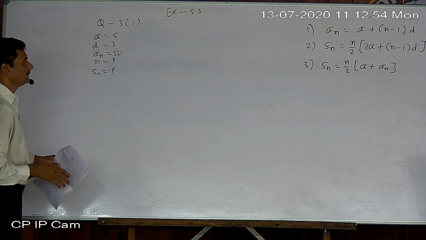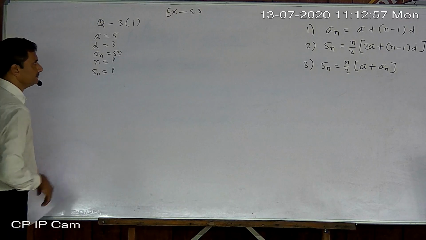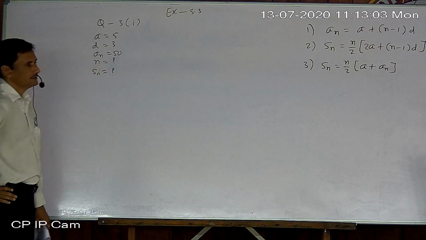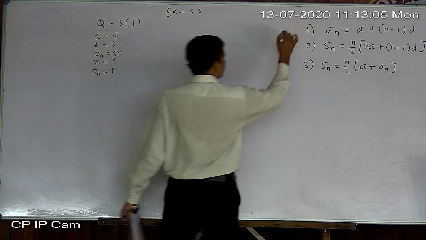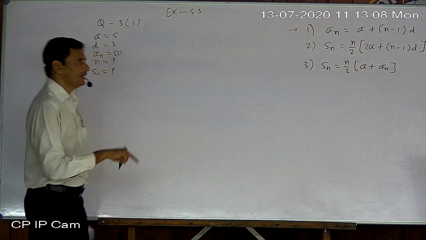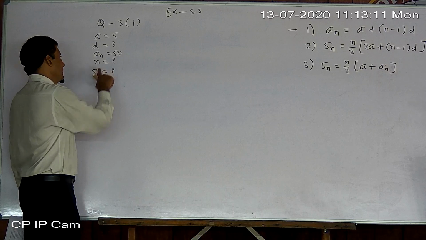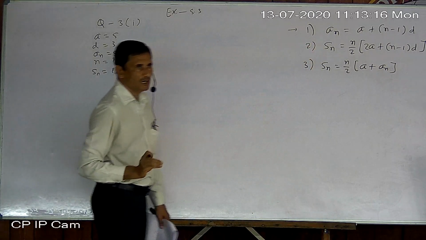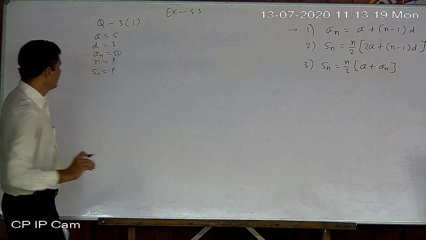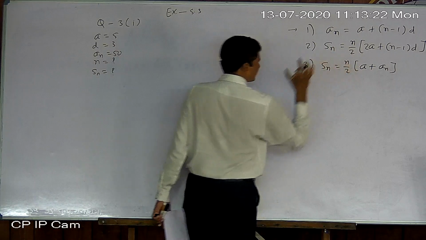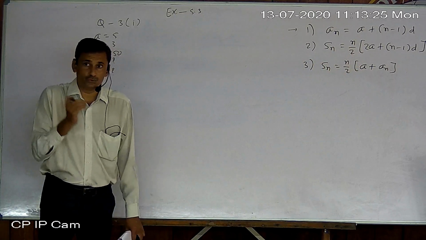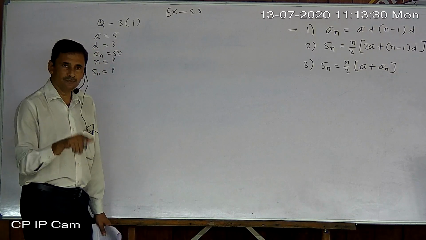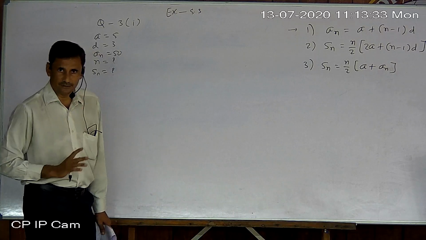First of all, look at which formula is possible. Now look at the first: a, d and an are given. So obviously, we have to use the first one, so that we can find n. After finding n, only then can we find Sn. If you try to apply the second or third formula, it is not possible right now. Why? Sn and n, 2 things are missing. So you understand why I selected the first one? Because in the first one only one is missing, and the remaining all are given.